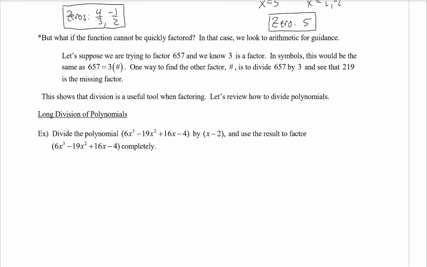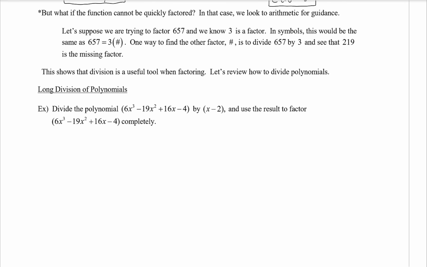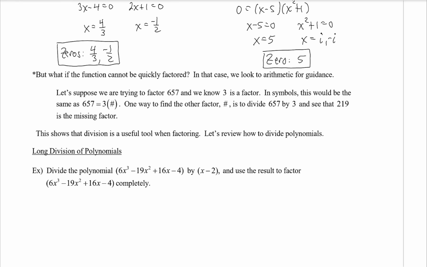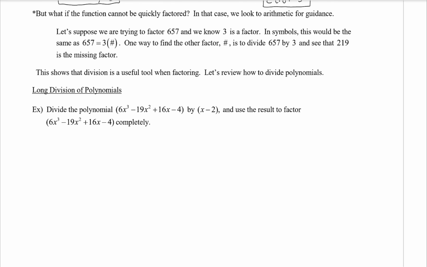But what if you can't quickly factor it? If we peek ahead a little bit, this next example, 6x cubed minus 19x squared plus 16x minus 4, that one's not going to factor quickly. So what can we do instead to try to help factor it? What we're going to do is steal something we did back in elementary school. I'm going to borrow it.